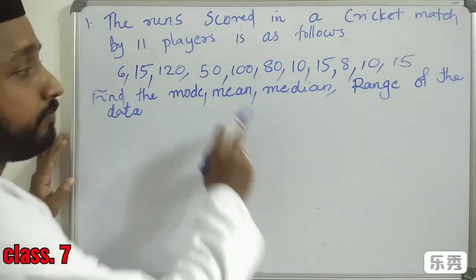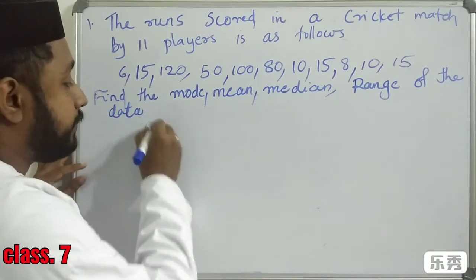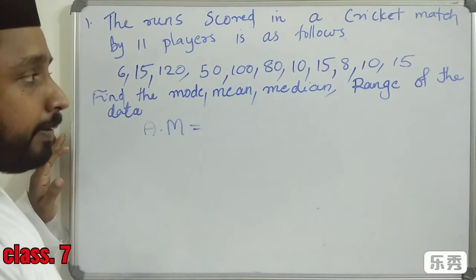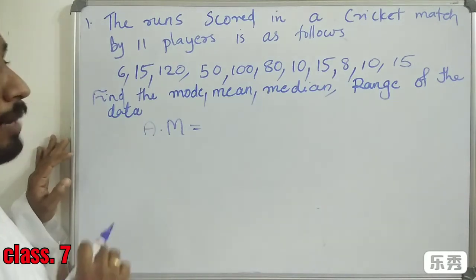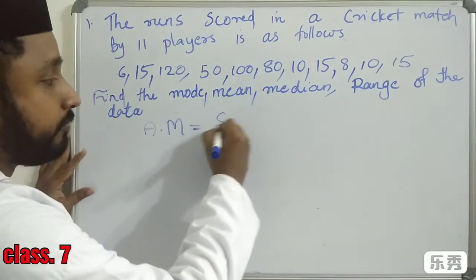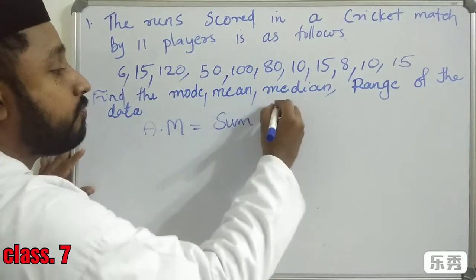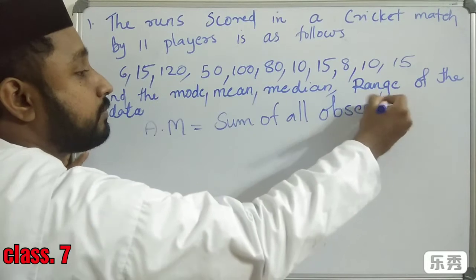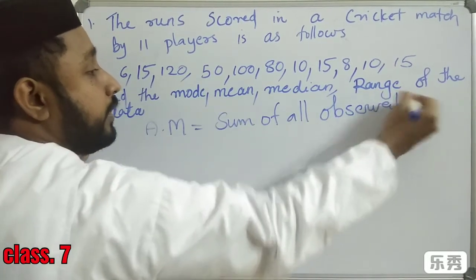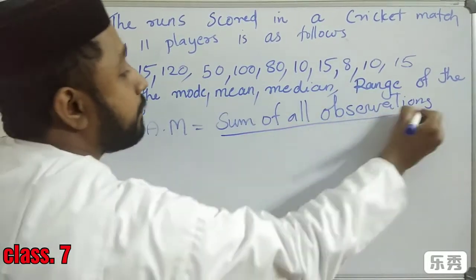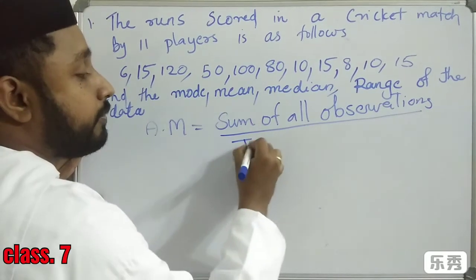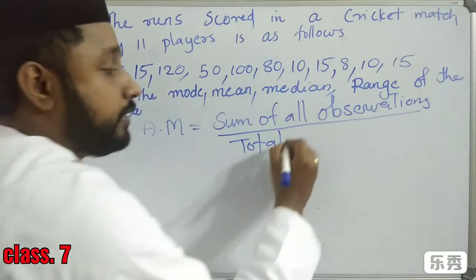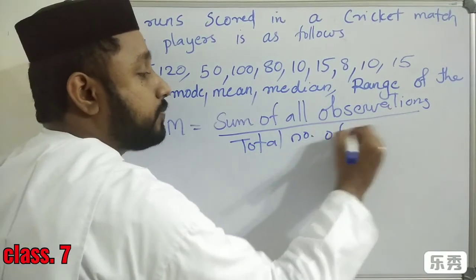First, let us find the arithmetic mean, or simply mean or average. We know the formula: the sum of all observations divided by the total number of observations. That is our formula for finding the arithmetic mean.